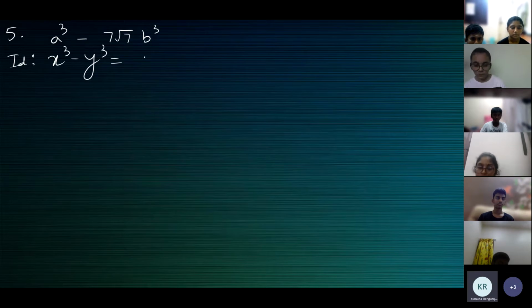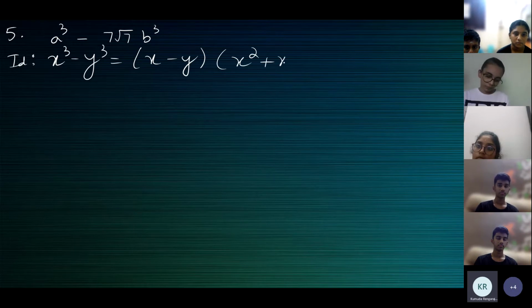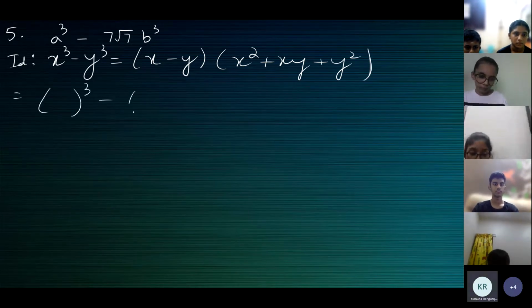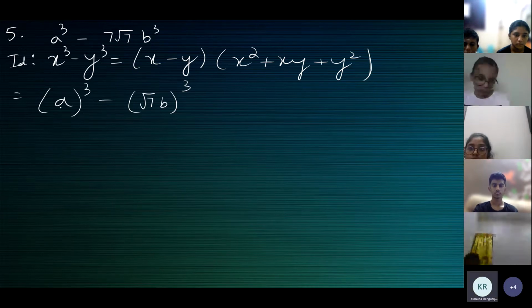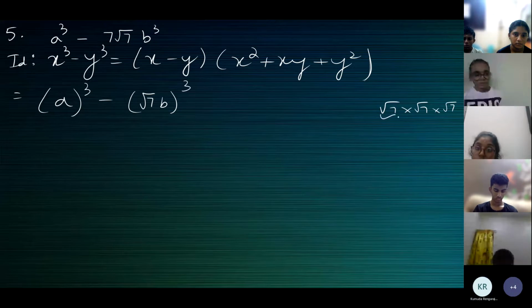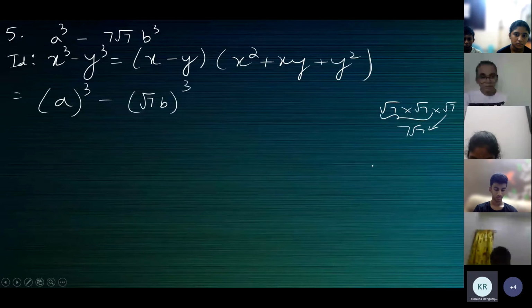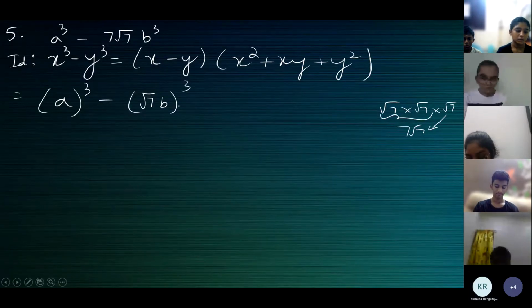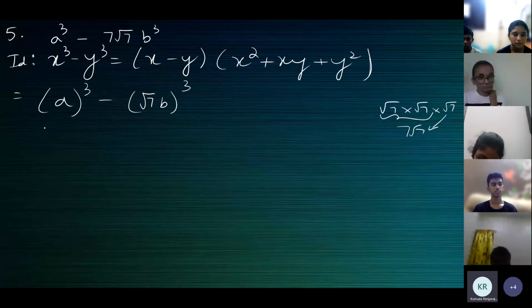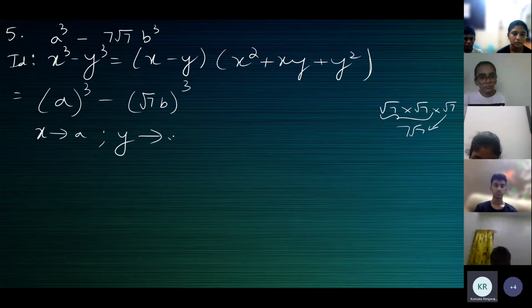So now this is x cube minus y cube, which is x minus y into x square plus xy plus y square. So the given expression is clearly of the form x the whole cube minus y the whole cube. A cubed, a into a into a is a cube. And the second term, root 7 the whole cubed is root 7 into root 7 into root 7, which is 7 root 7. And b into b into b is b cubed. Wherein your x is a and y is root 7b.